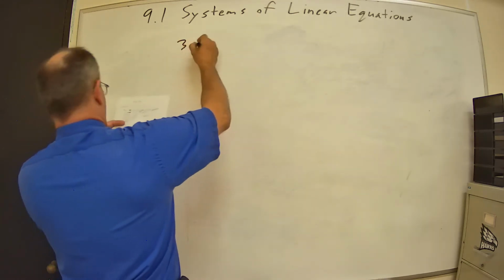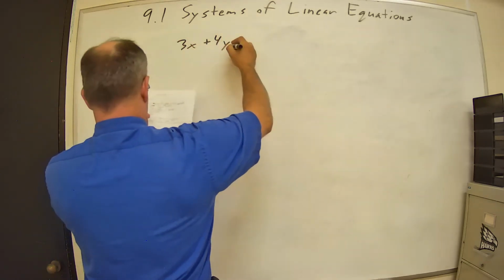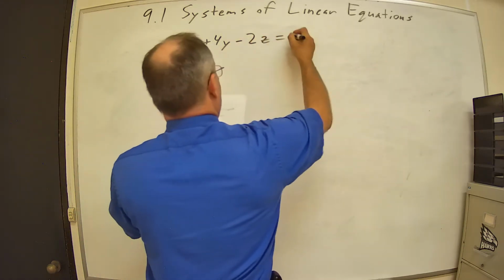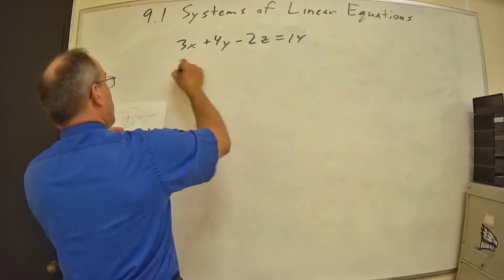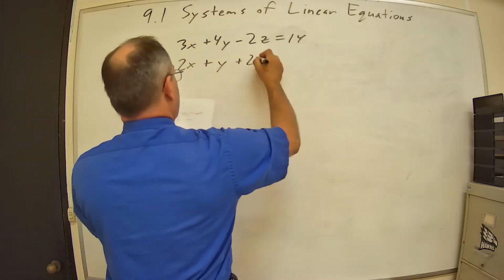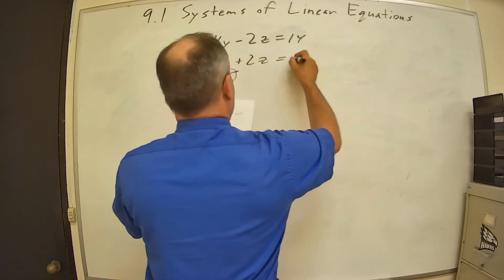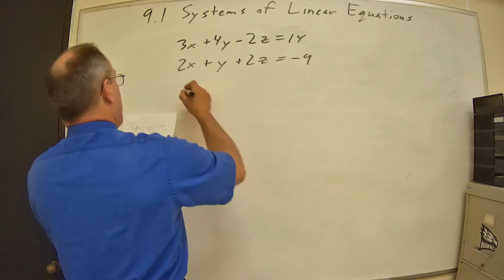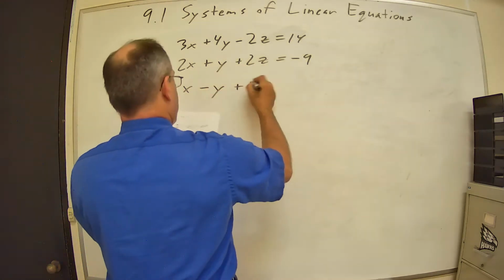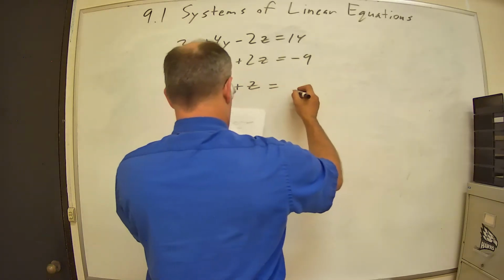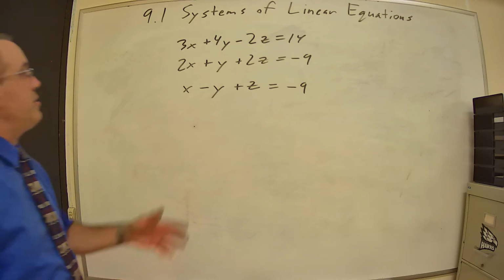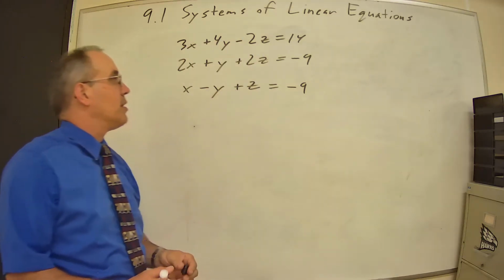I have 3x plus 4y minus 2z is equal to 14. 2x plus y plus 2z is equal to negative 9. And x minus y plus z is equal to negative 9. So I have three equations and three unknowns.